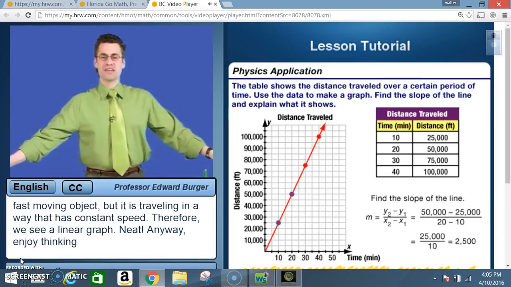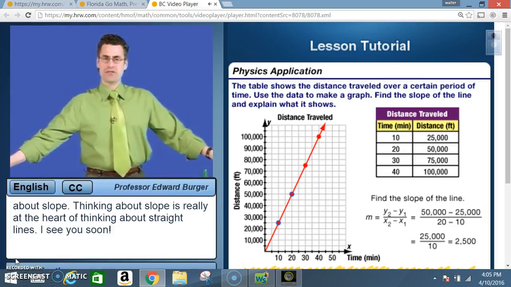Neat. Anyway, enjoy thinking about slope. Thinking about slope, in fact, really is at the heart of thinking about straight lines. I'll see you soon.